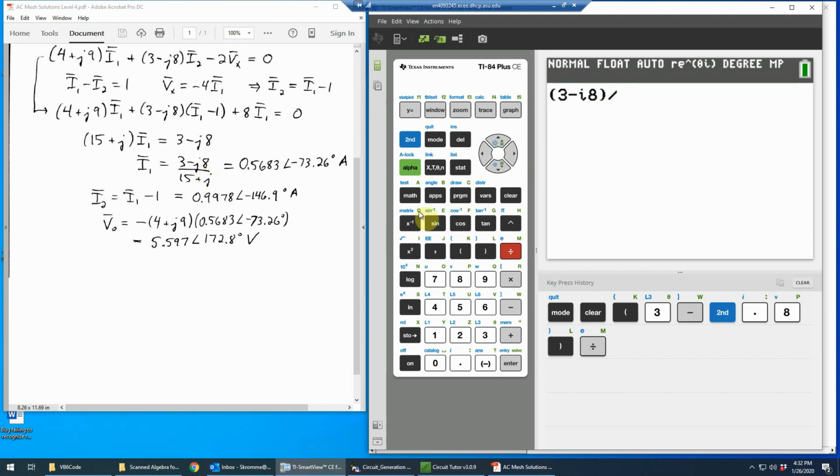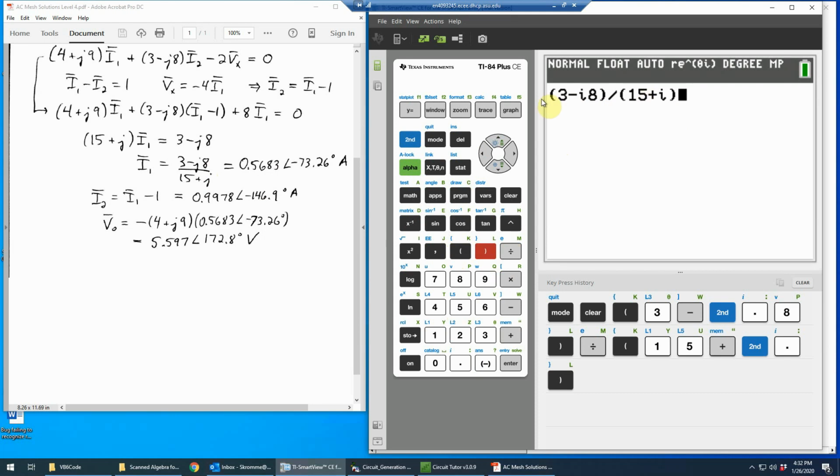Okay, so we then have to open parenthesis here for the denominator, 15 plus j, which in this case would be i, close parenthesis. And again, if you omit any of these parentheses, you will get the wrong answer because you're not doing what is expressed here. So that's very important to make sure you use parentheses correctly.